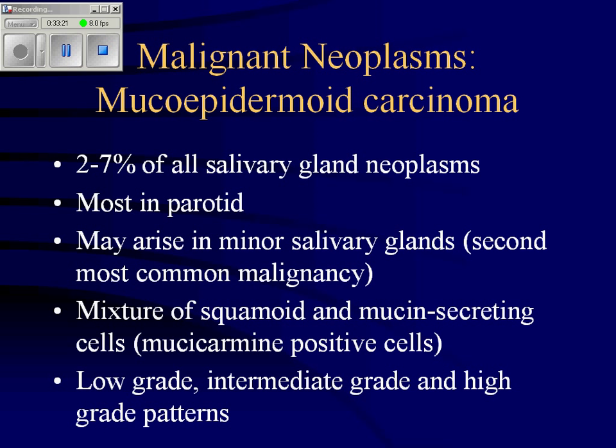There can be a mixture of squamoid and mucin-secreting cells. The mucin-secreting cells are positive for mucicarmine, so they can be found that way. And this tumor is graded. You can have a low grade, intermediate grade, or a high grade mucoepidermoid.